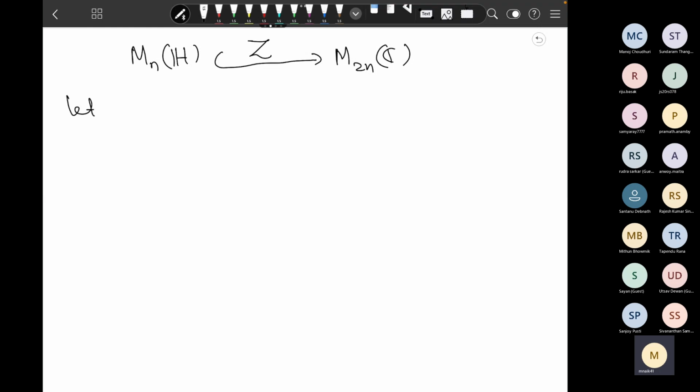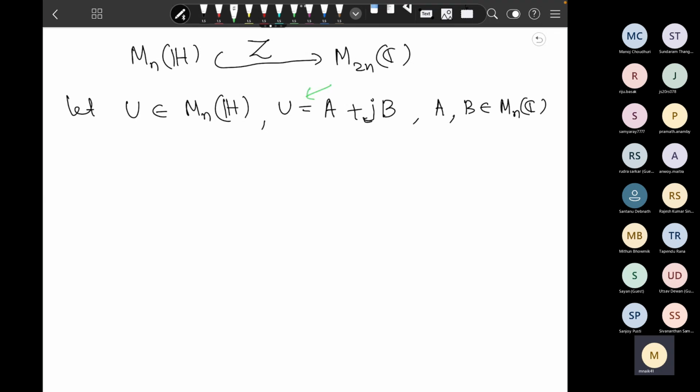So let U belong to MNH. That means U is equal to A plus JB. This is the quaternionic J. Here A, B belong to MNC, and this representation is unique.